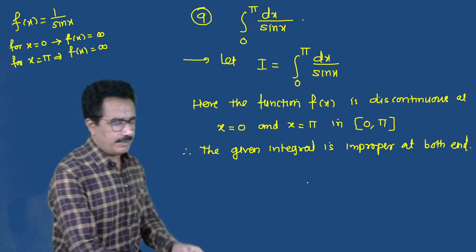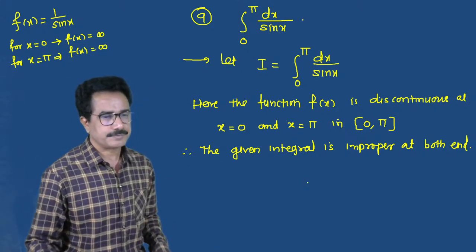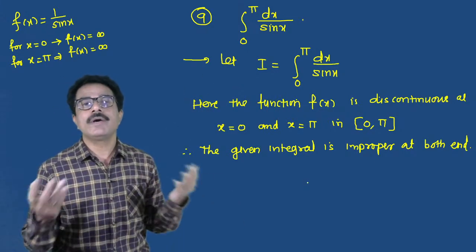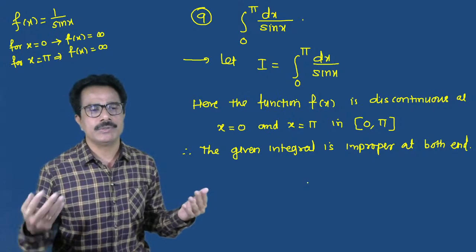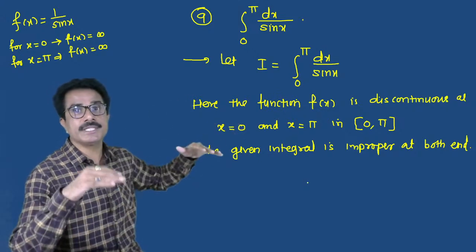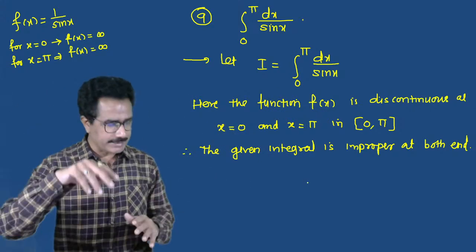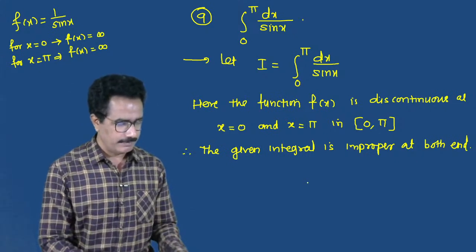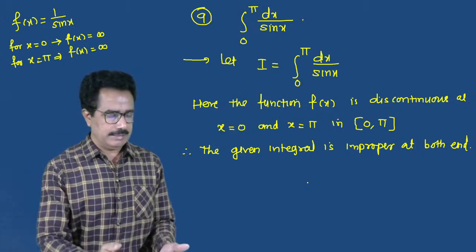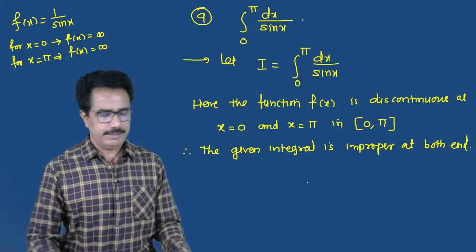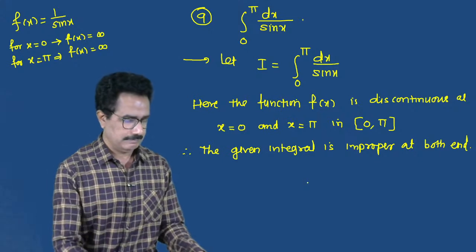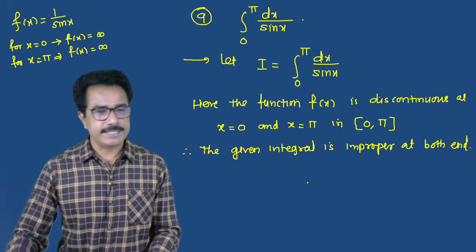Take both sides, the lower limit and the upper limit. The lower limit means lambda tends to 0 positive. For the upper limit, because it is discontinuous at both ends, we have to take both the integrals simultaneously. Okay, so we can write it this way.